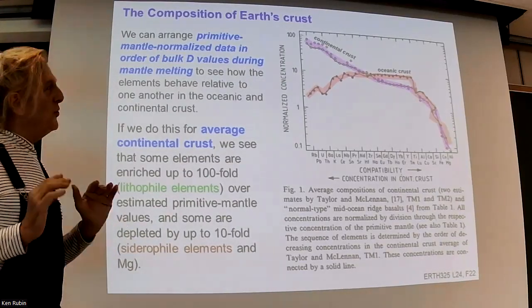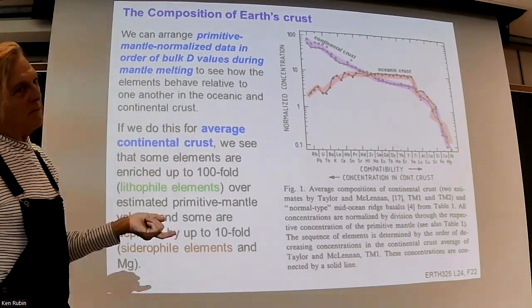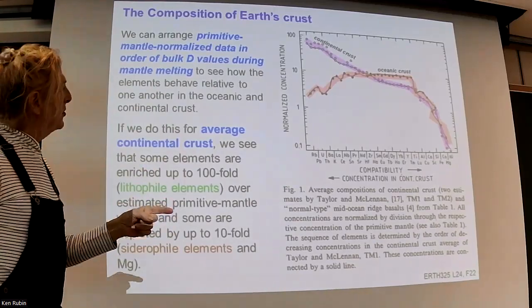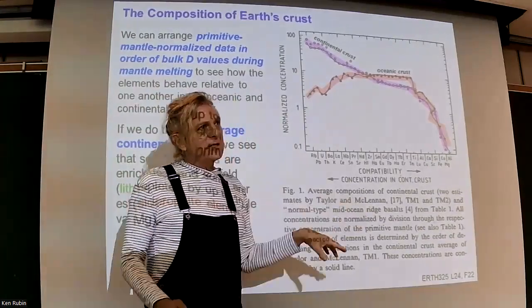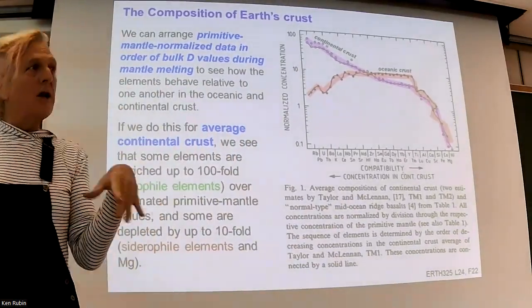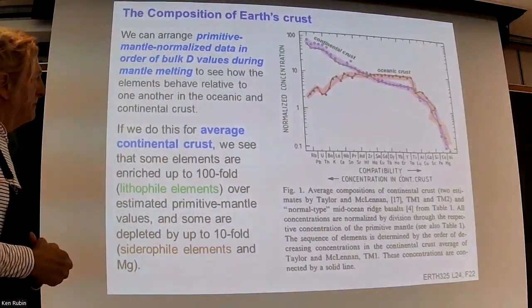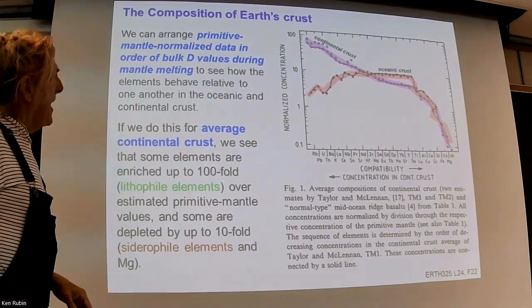Okay, so now we got 2 curves on here, and I just want you to focus on the purple one for a second. It says continental crust, normalized concentration. And you can see here again, Taylor and McLennan. These are these guys that did an early assessment of continental crust composition.